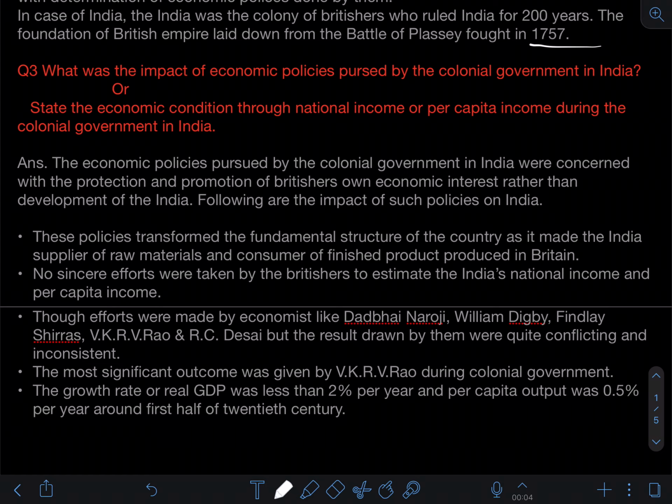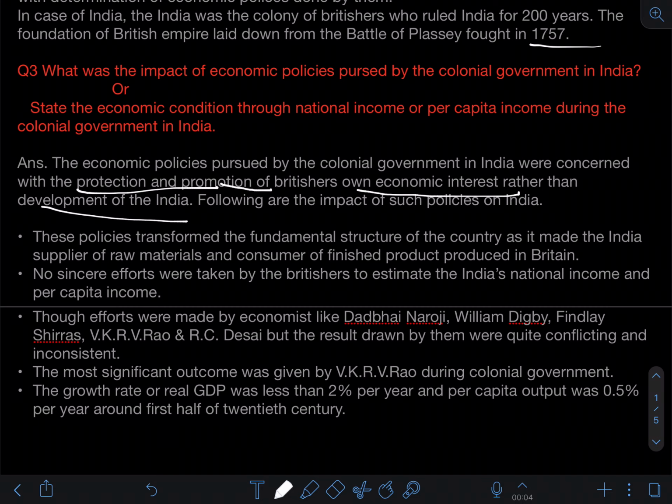Okay, so let's start with the question. The economic policies pursued by the colonial government in India were concerned with the protection and promotion of the Britishers' own economic interest rather than the development of India. Very true. See, tell me, if somebody is ruling you, what was his purpose of ruling you? Obviously their self-interest. What will they think for the people whom they are ruling? No, they are not there to benefit them. Their only purpose is basically to take care of the things that they are looking for, right? So following are the impacts of such policies in India.